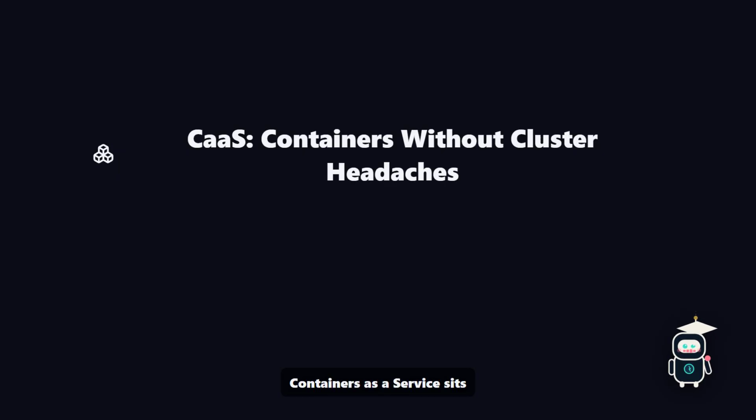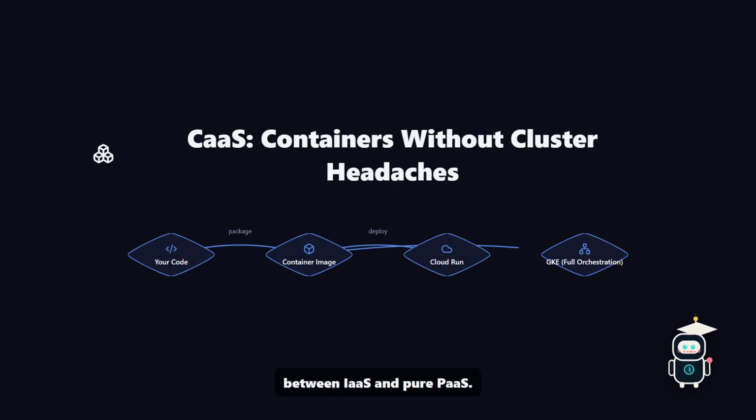Containers as a Service sits between IaaS and pure PaaS. You package your app into a container image, and Cloud Run takes it from there. It automatically scales up and down based on traffic, even to 0. You never see a virtual machine. If you need full orchestration, multiple services, service discovery, rolling updates, Google Kubernetes Engine, GKE, gives you all the power of Kubernetes without the operational overhead of managing the control plane. This is the sweet spot for modern microservices.